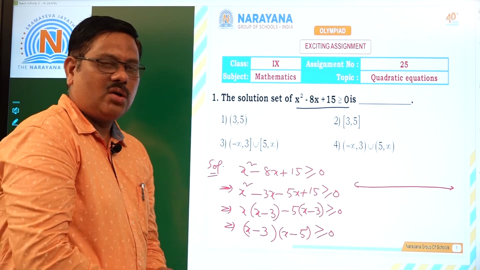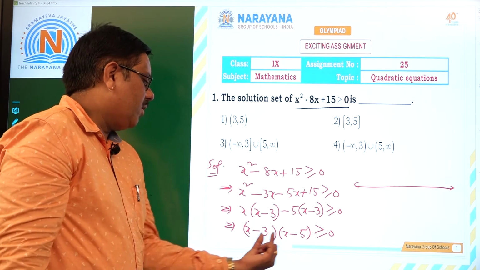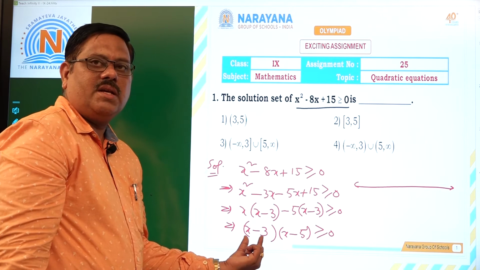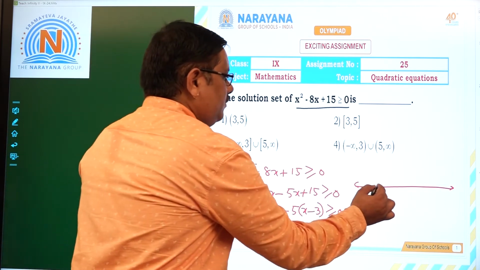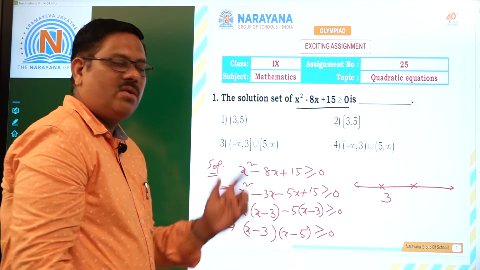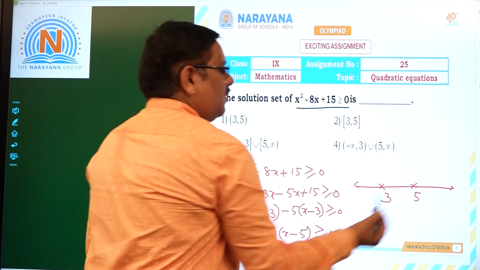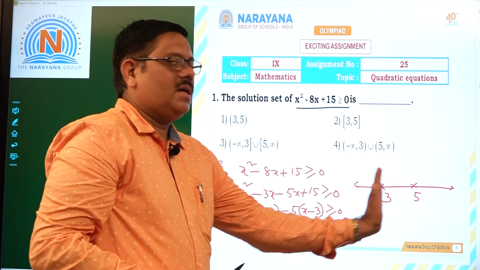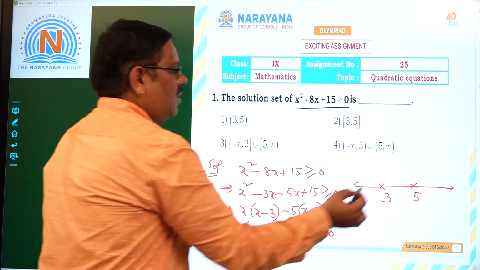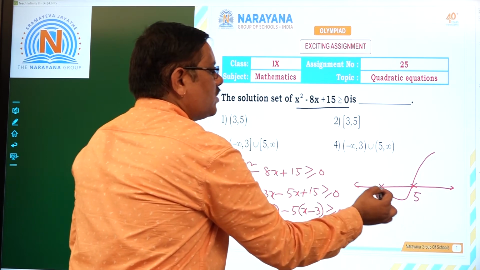For checking that, what to do? First find out the critical points. For that, make each linear factor equal to 0. If x minus 3 is 0, x will be 3. Next, if x minus 5 is 0, x is equal to 5. Okay? Because in ascending order of values we have to write on the number line, so 3, 5.